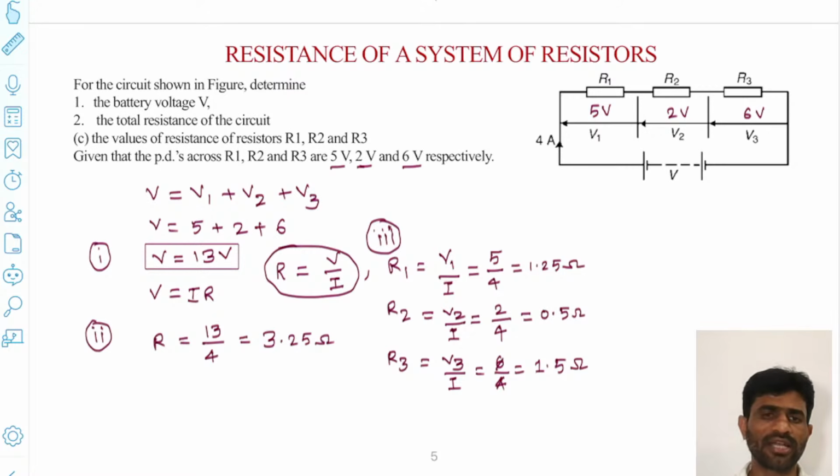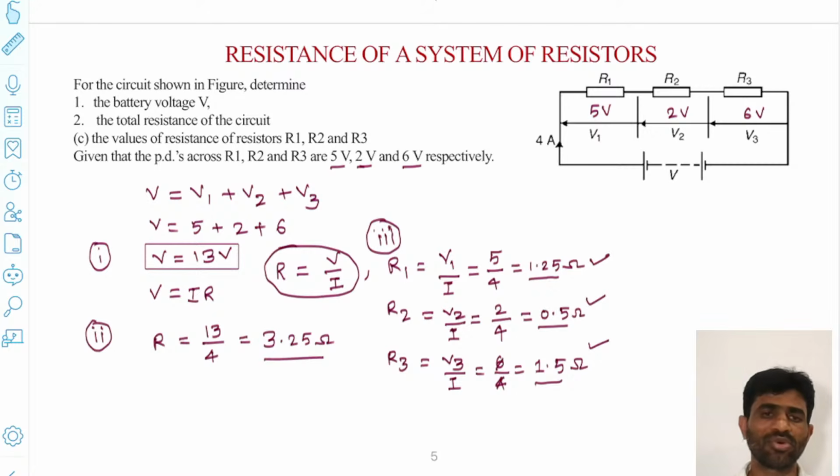How can we check whether our final answer is correct or not? See, when you add all these three resistors, you have to get this 3.25 ohms. Check it once. What happens? 0.5 plus 1.5, 2, plus 1.25, 3.25. So total resistance is also 3.25. So R is equal to R1 plus R2 plus R3, we got. This is the way we can find out total resistance and individual resistances R1, R2, R3.